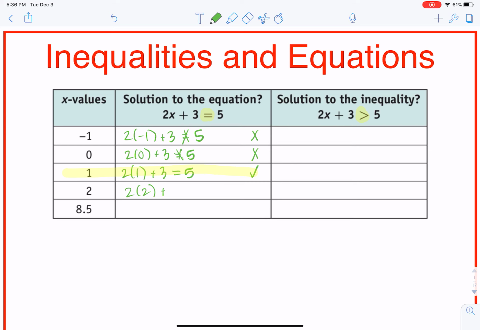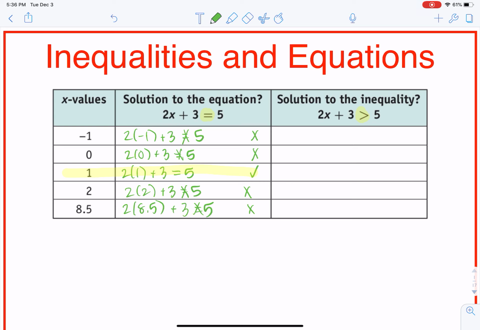2 times 2 plus 3 is equal to 5? That is not equal to 5. 4 plus 3 is equal to 7, so that's not equal. And last, 2 times 8.5 plus 3 is certainly not equal to 5, so it is also not a solution to the equation.